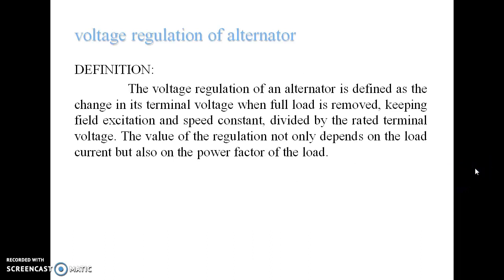So, now coming to the voltage regulation of an alternator. The voltage regulation of an alternator is defined as the change in terminal voltage when full load is removed, keeping field excitation and speed constant, divided by the rated terminal voltage. The value of regulation not only depends on the load current but also on the power factor of the load.